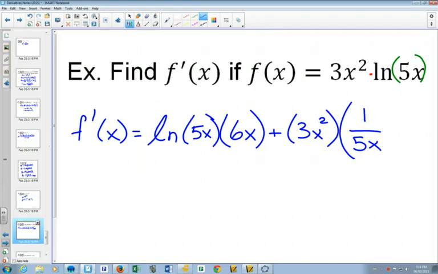Okay, so we have 1 over 5x, because that's the derivative of the outside, and then our function inside in the green brackets is 5x. What's the derivative of that? 5. So you'd multiply this by 5. I'm going to put that in green brackets just to help you see that if you're looking at this later. So you could simplify this. You could factor out a 3x. Those 5's at the end could cancel out.